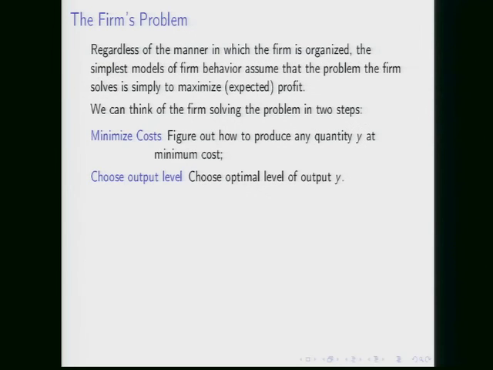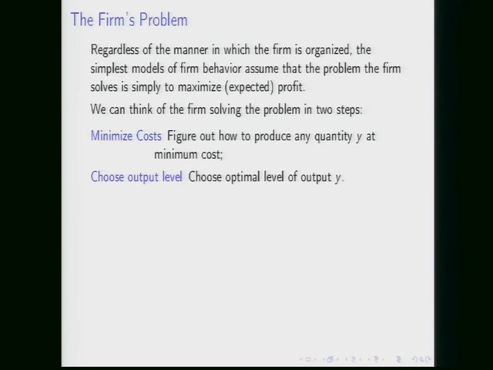And then there's a second stage where, given your minimum cost mode of production for any Y, you choose the appropriate level of output, the level of Y you want to operate at. So notice what we're doing. We're breaking this up into two decisions. One is how do I produce a certain amount of stuff, and that's going to depend on things like the marginal rate of technical substitution. What's the optimal mix of inputs I'm going to use? What's the right technology? And then given that, there's a choice of output level, which you can think of as a choice about scale.